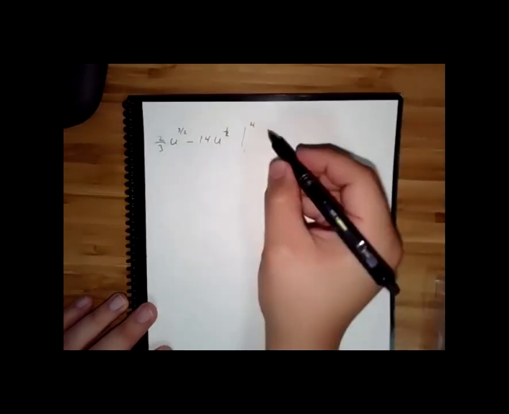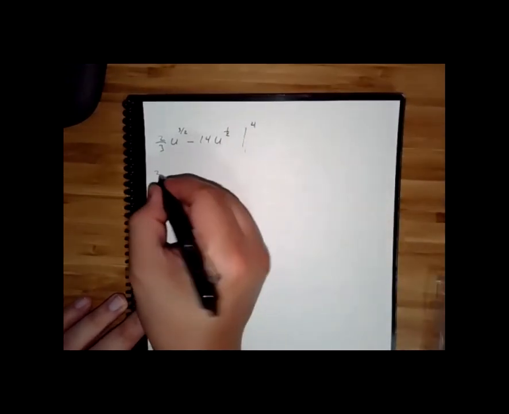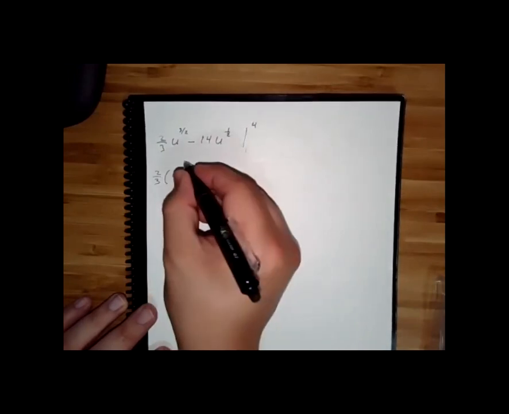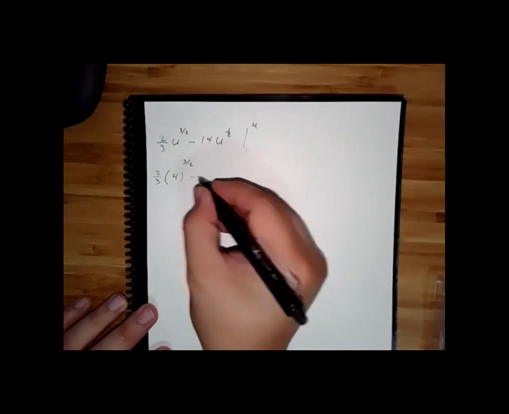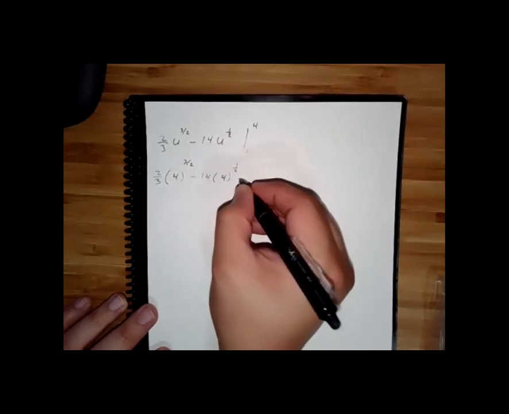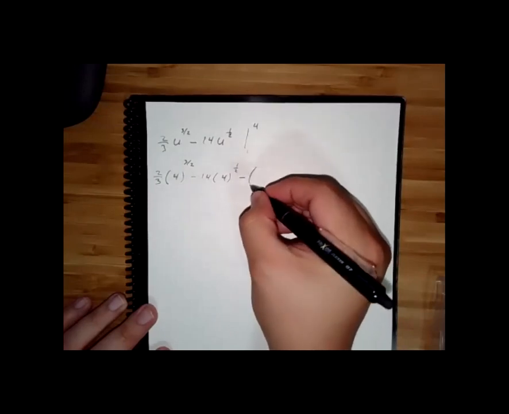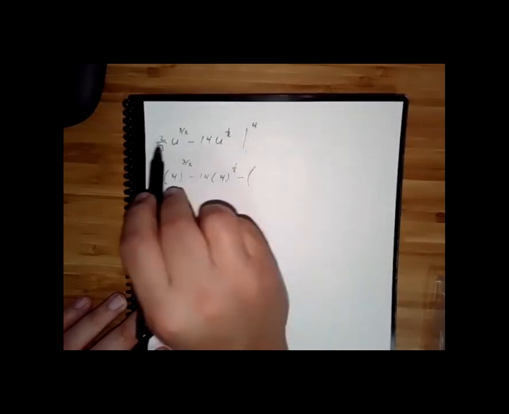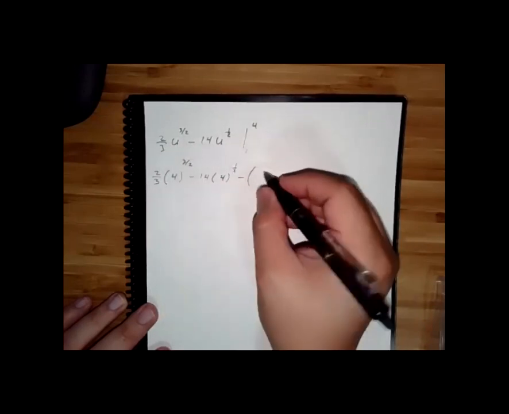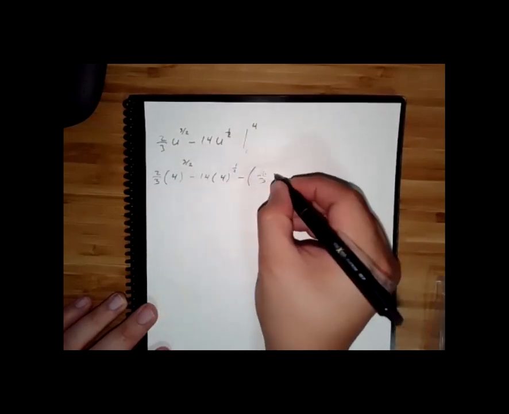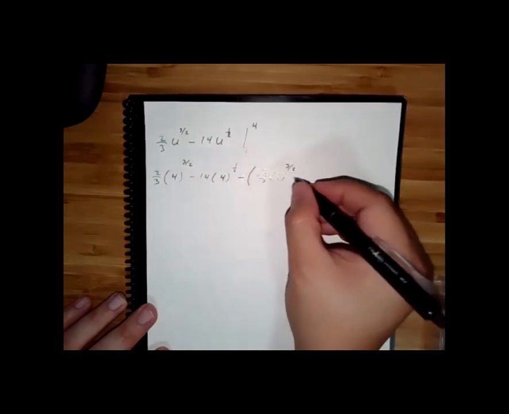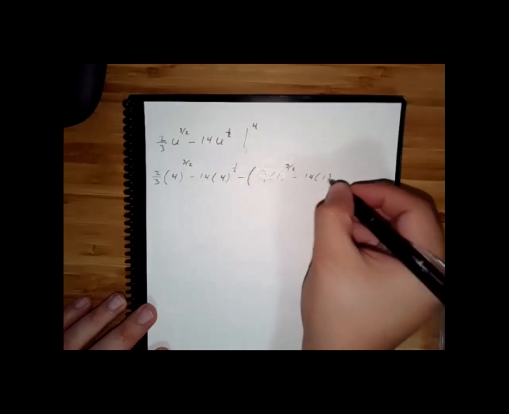All right, so it's always the top first. So 2/3 of 4 to the 3/2 minus 14 times 4 to the 1/2, minus, and we have to put parentheses here to be safe, because you're subtracting everything from the result when you plug in 1. So this entire thing is subtracted. So 2/3 times 1 to the 3/2 minus 14 times 1 to the 1/2.